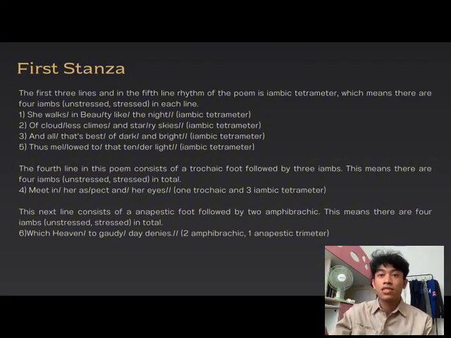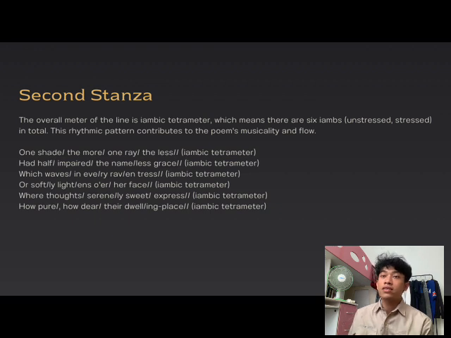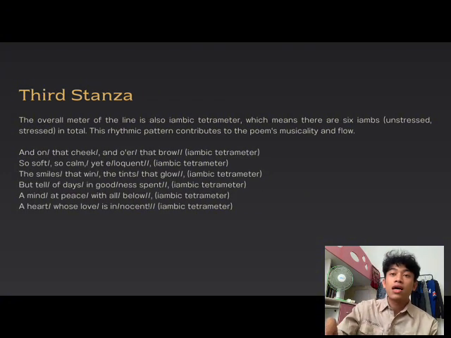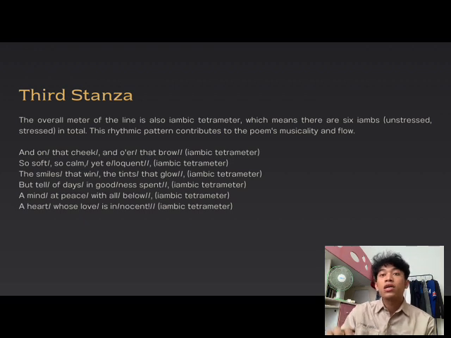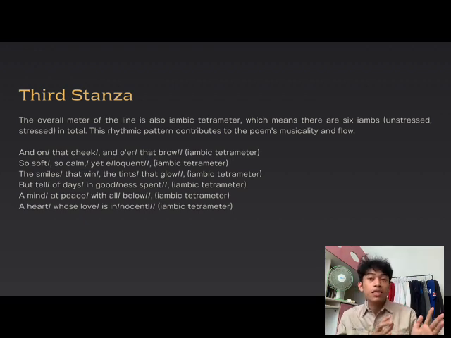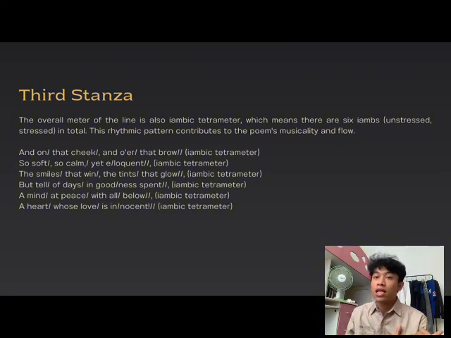Next, let's move to the second stanza. The overall meter of the second stanza's lines is iambic tetrameter, which means there are four iambs in total. This rhythmic pattern contributes to the poem's musicality and flow. And the last stanza, the third stanza, is also in iambic tetrameter overall. The same goes as in the second stanza, which means there are four iambs in total. This rhythmic pattern also contributes to the poem's musicality and flow.